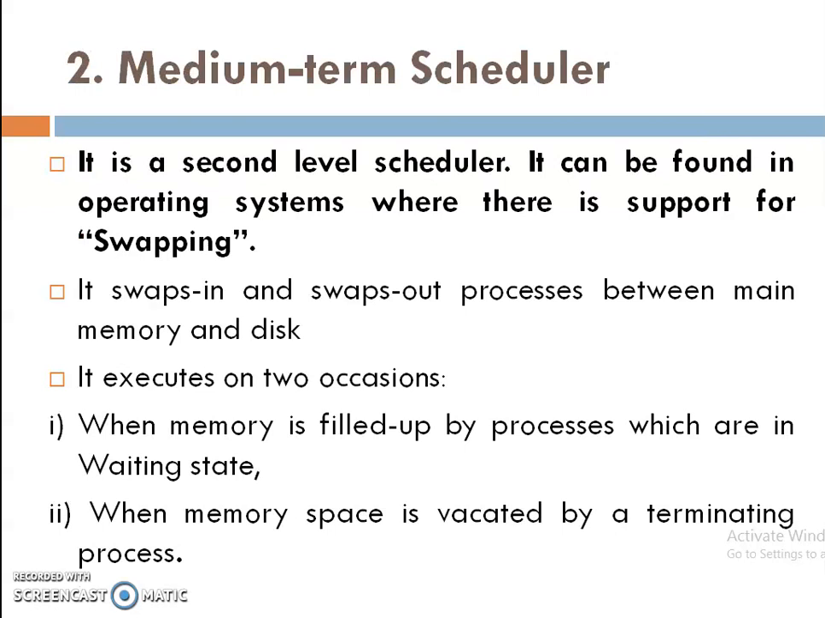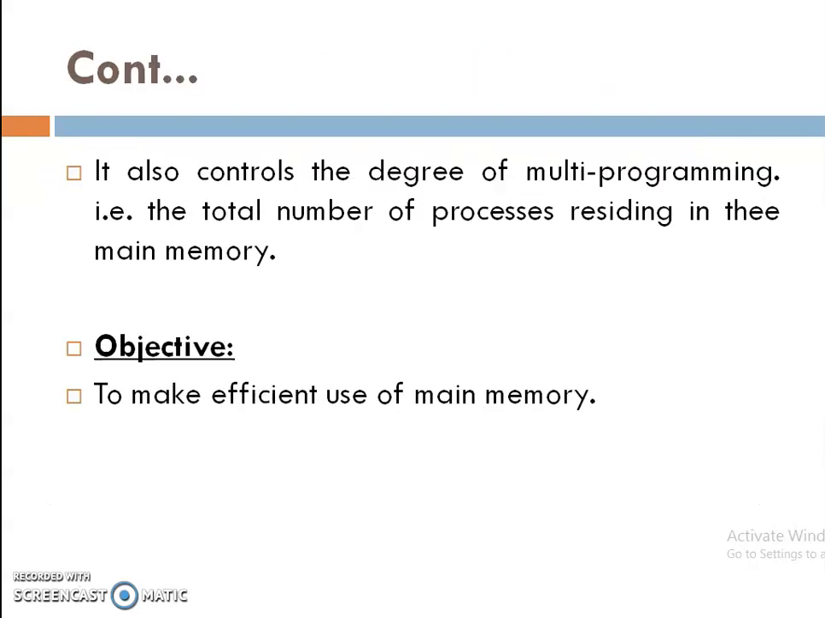Then second, medium-term scheduler. It is a second level scheduler. It can be found in operating system where there is a support for swapping. It swaps in and swaps out process between main memory and disk. It executes on two occasions. First is when memory fills up by processes which are in waiting state. Then second, when memory space is vacant by a terminating process.